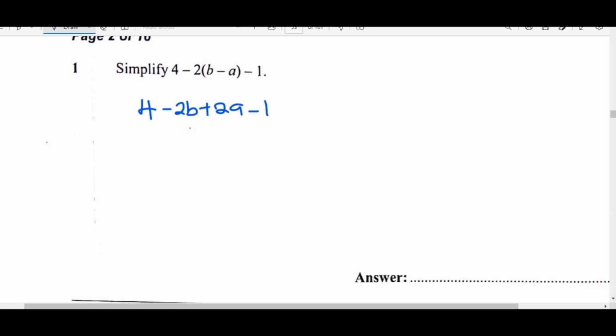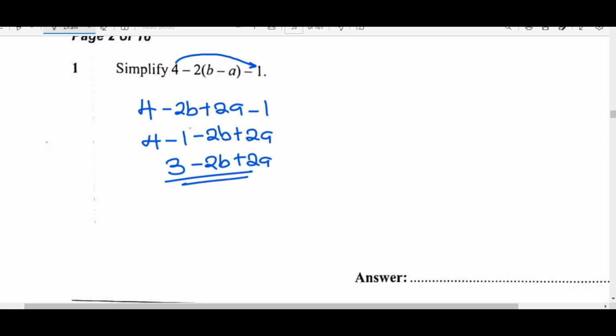Here, what are you going to do? You collect the like terms. So the like terms that we have, we have 4 and negative 1. So you're going to say 4 minus 1, and then you maintain negative 2b plus 2a. Here you subtract, that is 3 minus 2b plus 2a. You are done, just like that. Very simple.